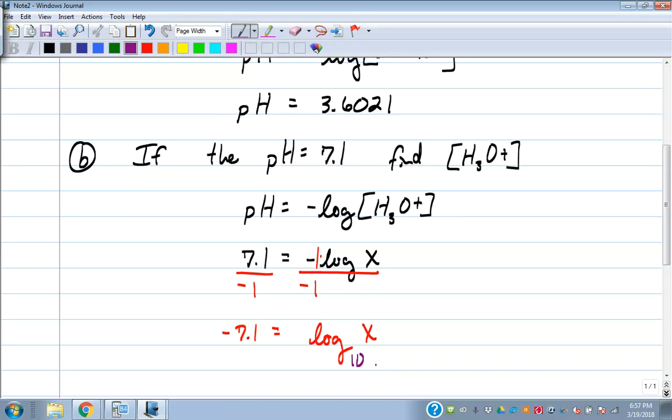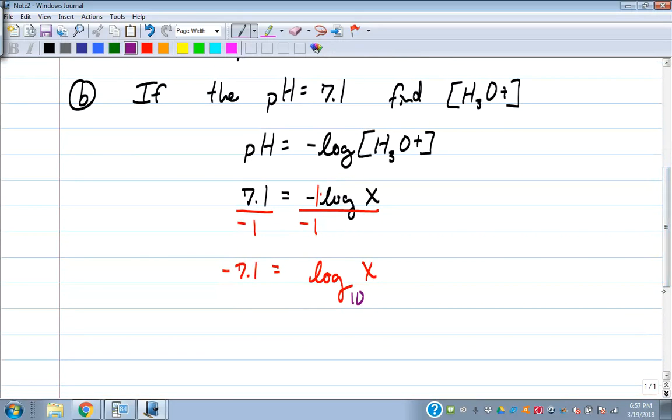So if I'm going to rewrite that x as an exponential, it'd be what? What's the base? What's the exponent? Remember, a log is equal to an exponent. So if 10 is the base, what's the log equal to? Negative 7.1. So that's the exponent.